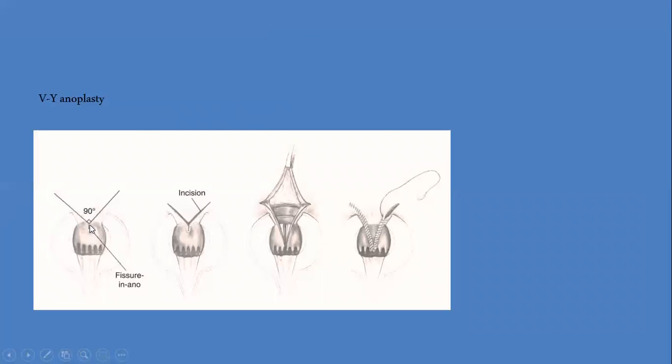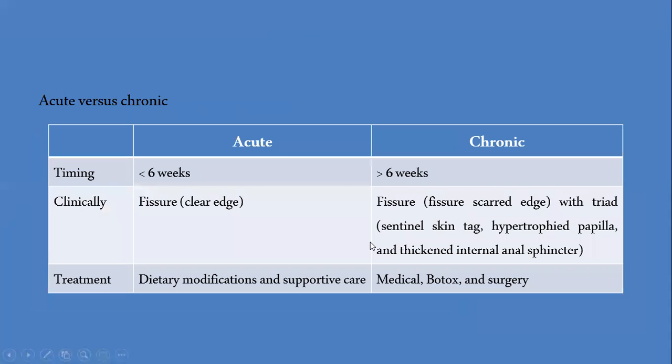This is the anal fissure, this is the dentate line, and we will start making the incision of the flap. This is V shaped, and we dissect the flap. The flap may include skin and subcutaneous tissue. Then we will bring this part to cover the fissure completely.